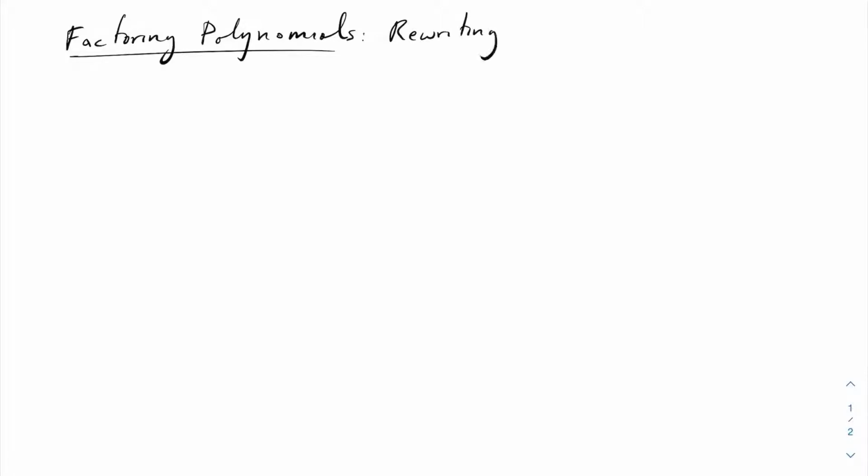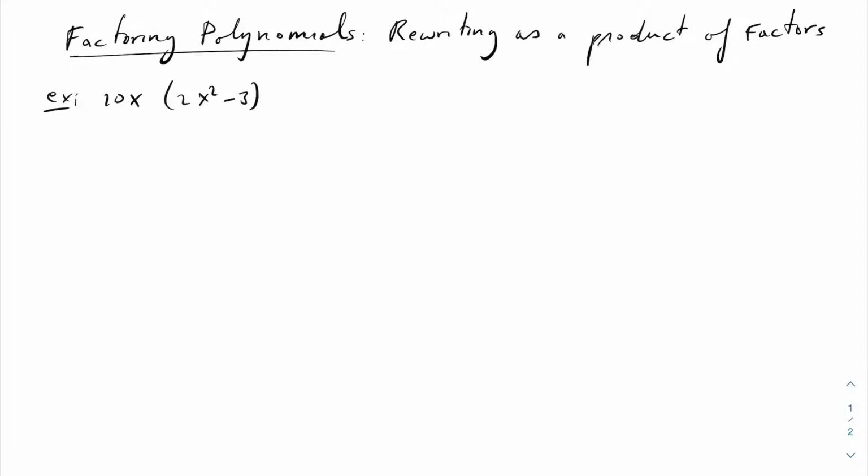To factor an algebraic expression means to rewrite it as a multiplication of factors. Before I give you some examples on that, let me talk about something that feels a little bit more natural, which is expanding. So let's see this example here. If I give you an example that's already factored, 10x multiplied by 2x squared minus 3, and I ask you to expand it, then what you would have to do is multiply every term on the first factor, 10x, by every term on the second factor, 2x squared minus 3.